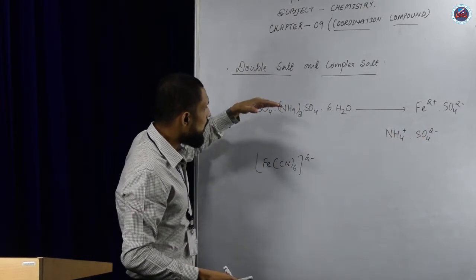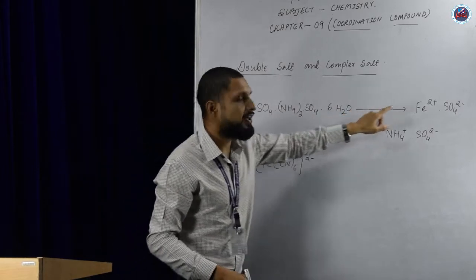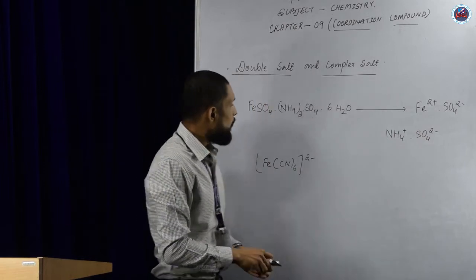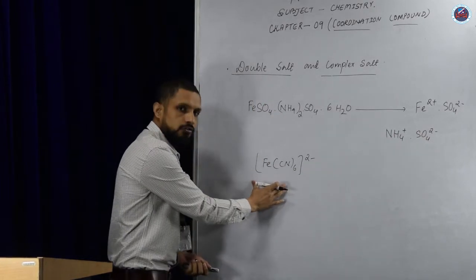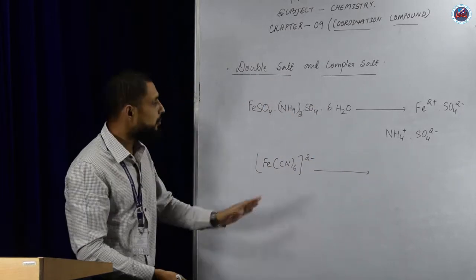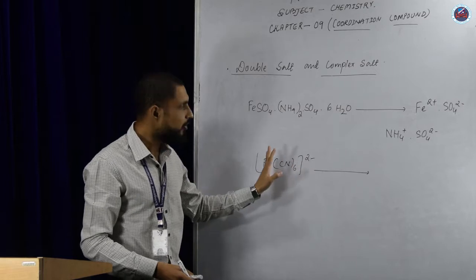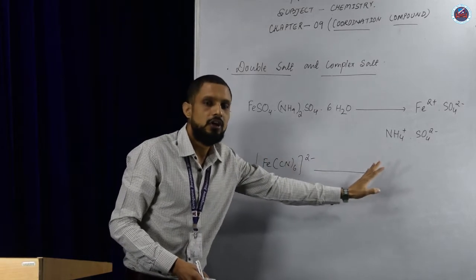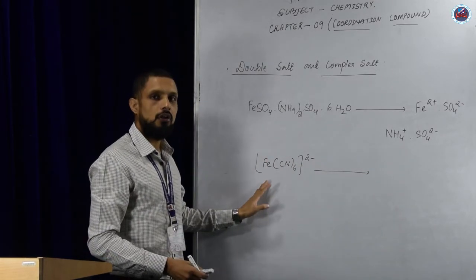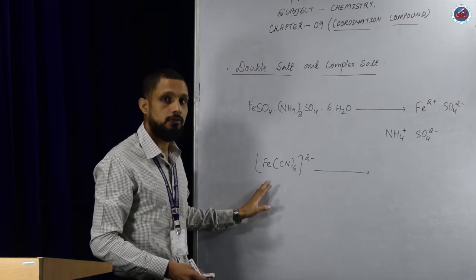So the whole compound, you dissolve it in water, it will completely dissociate into simple ions. That means double salt, when dissolved in water, will lose its identity. Whereas complex salt, if you dissolve it in water, it will remain unchanged. There will be no dissociation here. It will remain as it is. So complex salt will retain its identity in the solution. Okay?